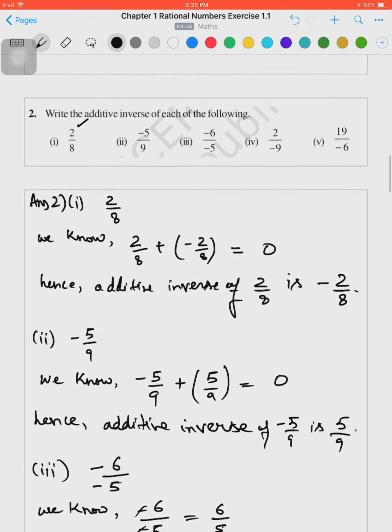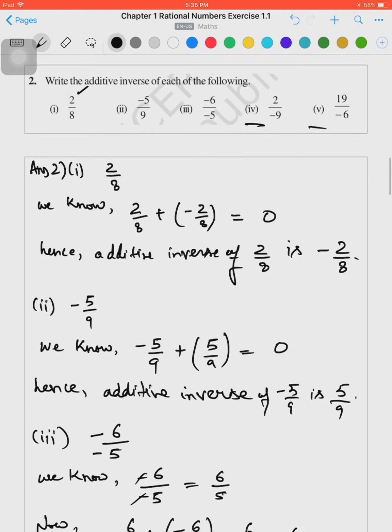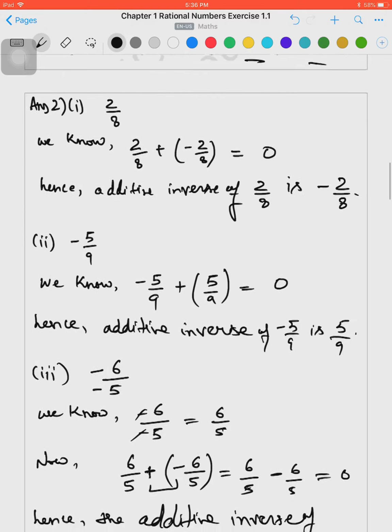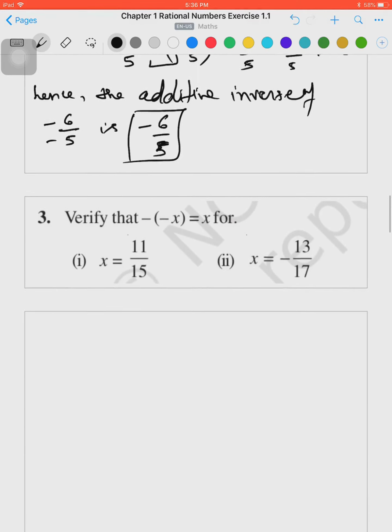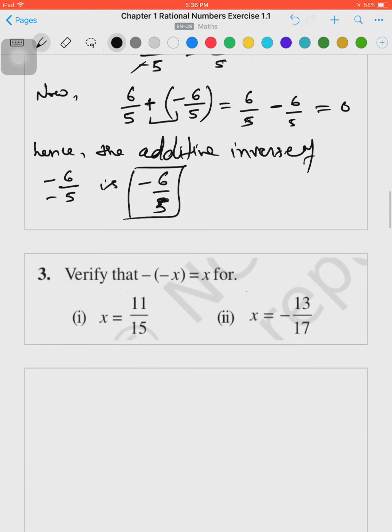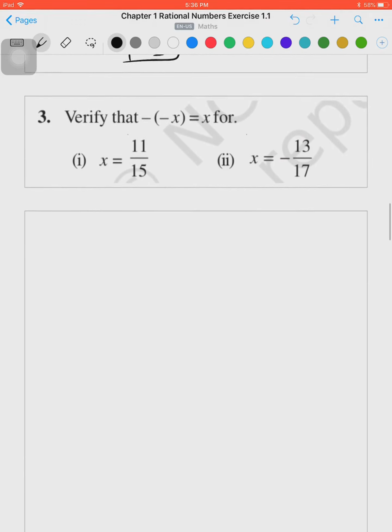So I have done the first three parts. I leave the last two parts, that is part 4 and part 5, as your homework. You have to try these two by yourself, like we did in parts 1, 2 and 3. I hope you can try this by yourself. If you face difficulty, you can ask me either in the comment box of this video, or you can send me a direct message.